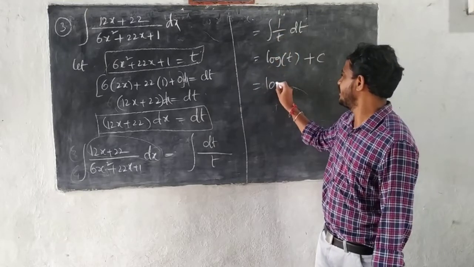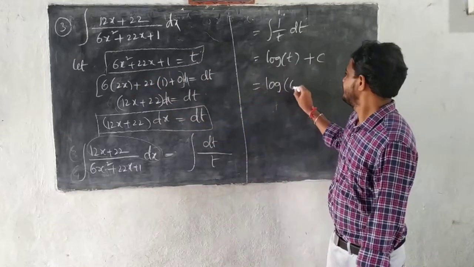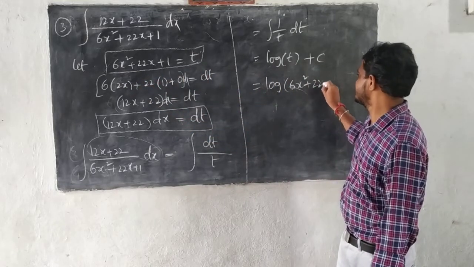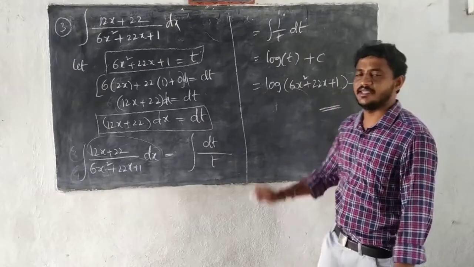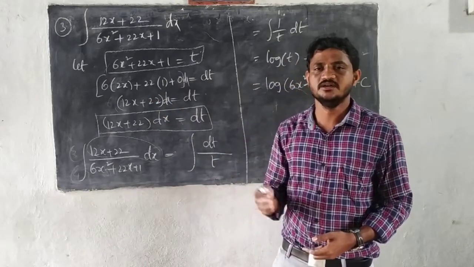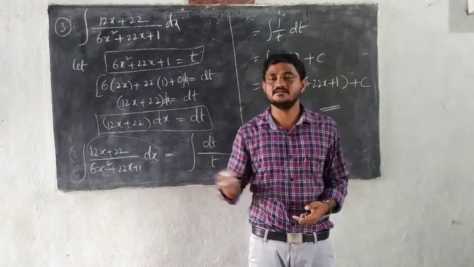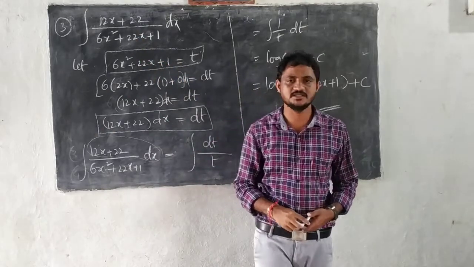Then after integrating, we have to write the t value. What is the t value here? 6x² + 22x + 1, plus c. So that is the integral of the given function. That is the process to find these types of integrals. Let us discuss one more problem.